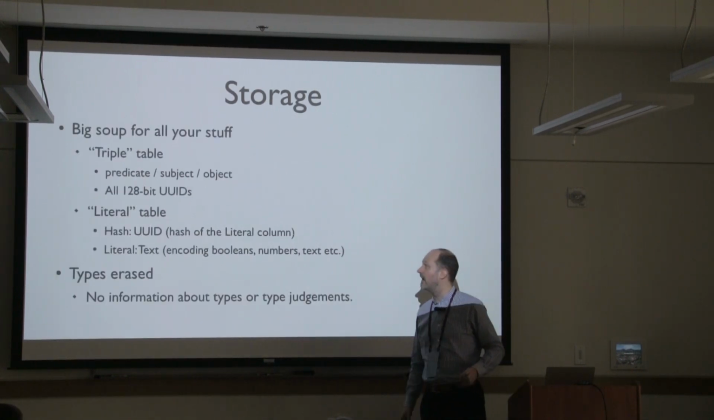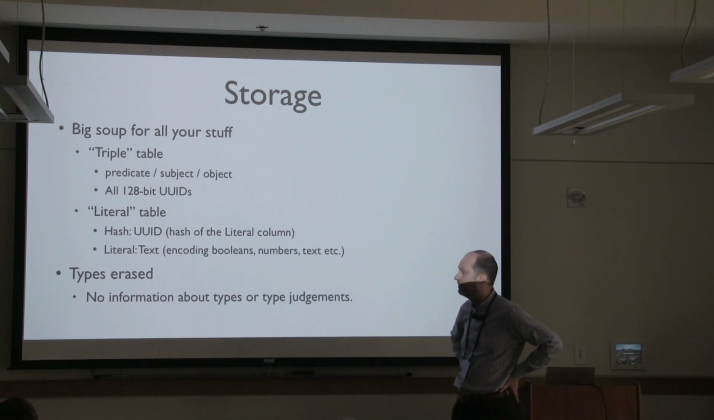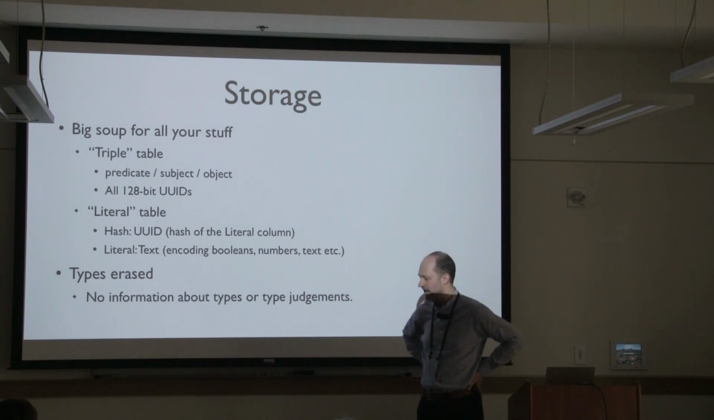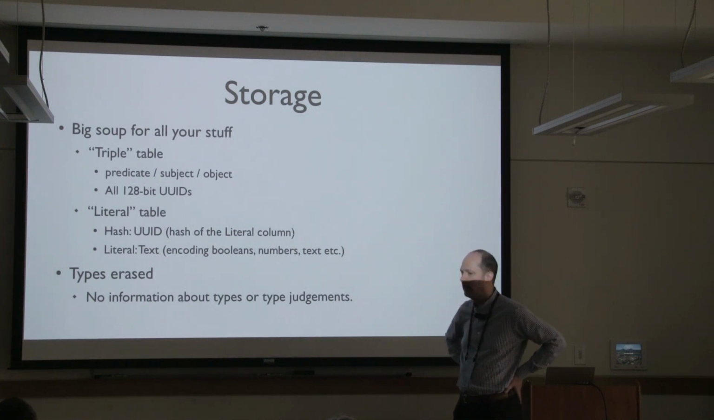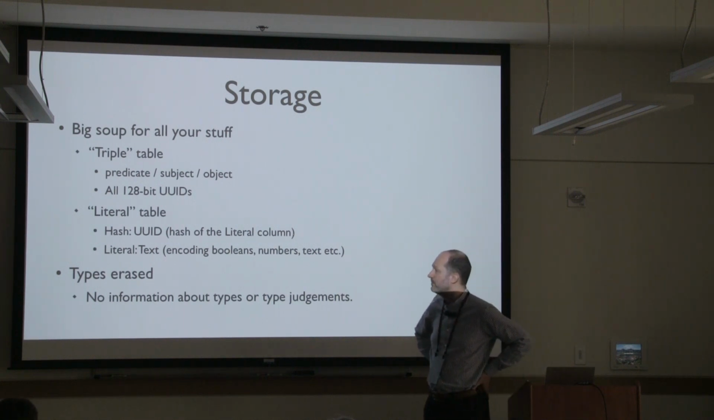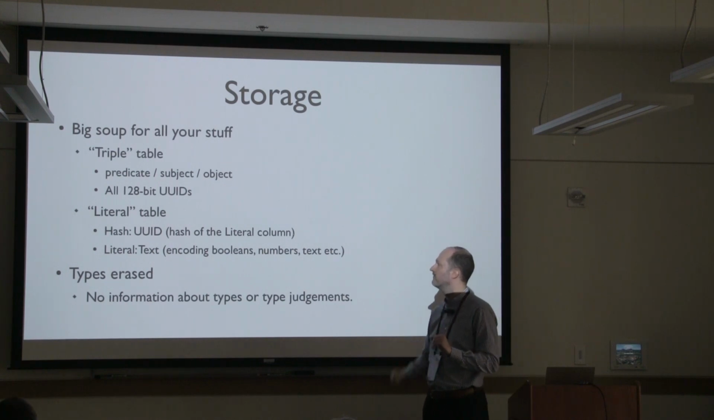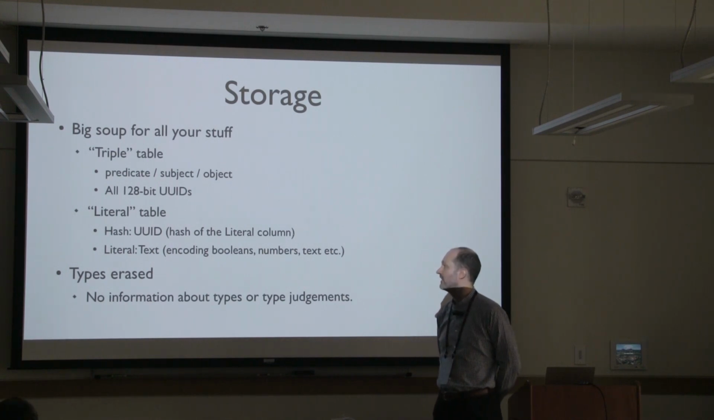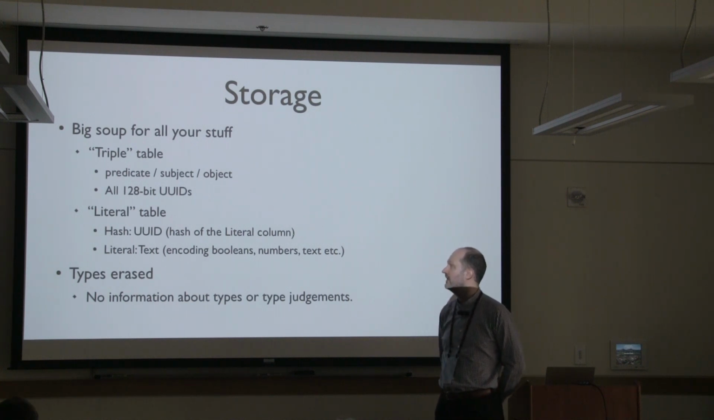Okay, so now I'd like to talk about the way Pinafore stores information. It basically stores it in a big soup, which is just a SQLite 3 database in your home directory. And this database has two tables. One of them is the triple table, which stores assertions in sort of predicate, subject, object form, where predicate and subject are the primary key. And all those columns are 128-bit UIDs.